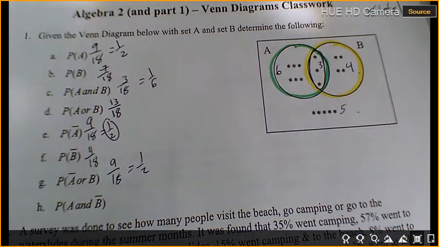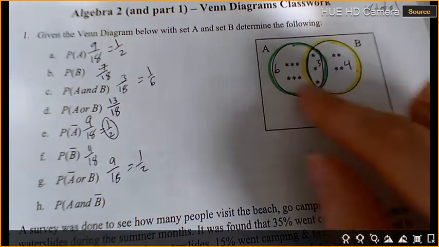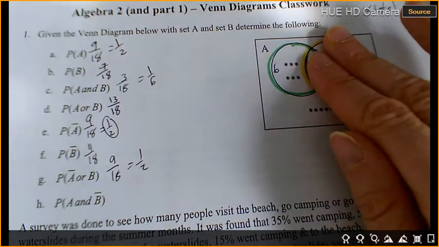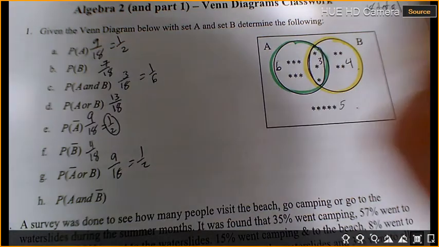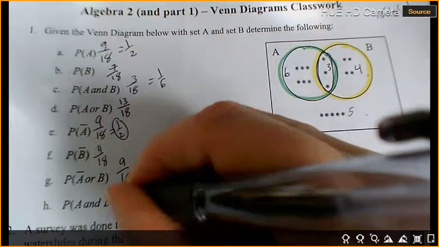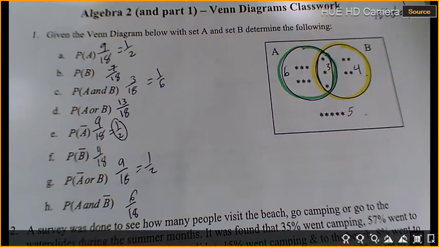Okay, how about A and not B? So it has to be A, but it can't be B. It would only be 6 out of 18, because of that and there. So it has to be both in A and not B.